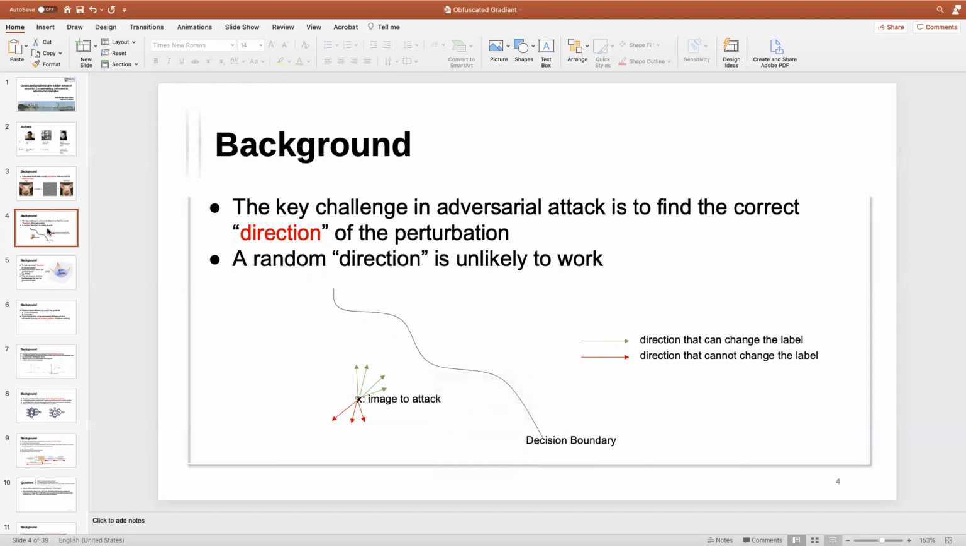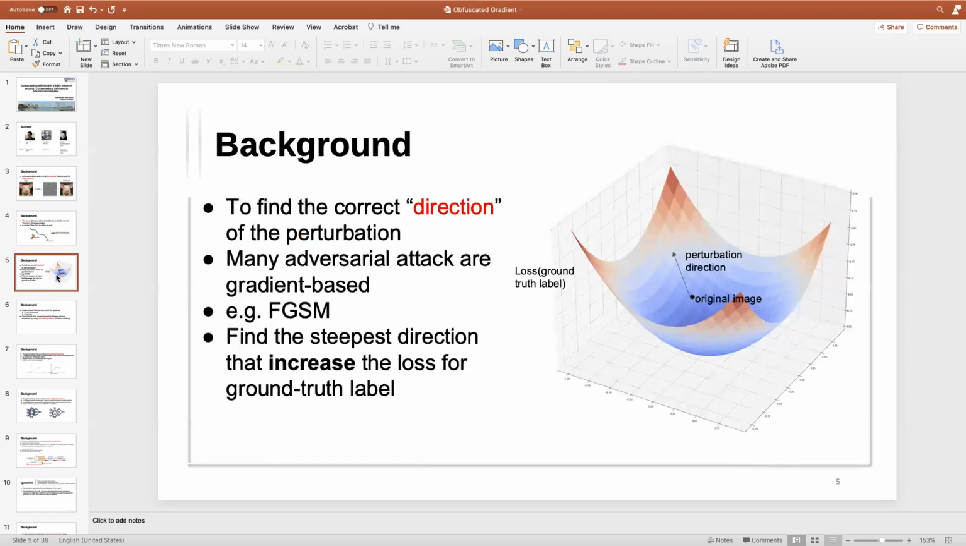A random attack in two-dimensional space only has a half chance to succeed. To find the correct direction of the perturbation, many adversarial attacks are gradient-based, because gradient reflects how the classification score changes, that is, where the classification boundary lies. Like in FGSM, it finds the steepest direction that increases the loss from the ground truth label, and then we move X towards that direction.